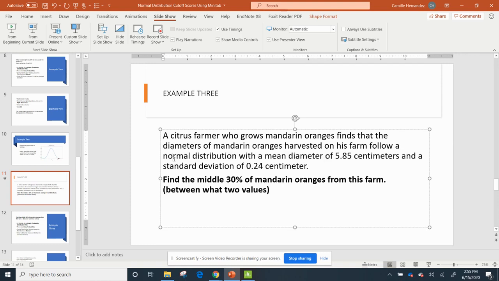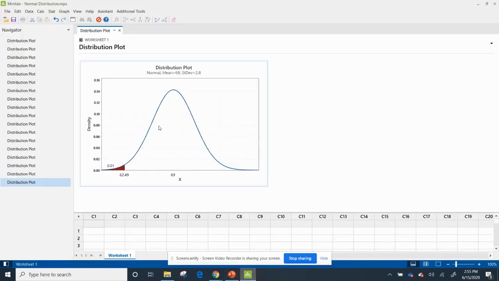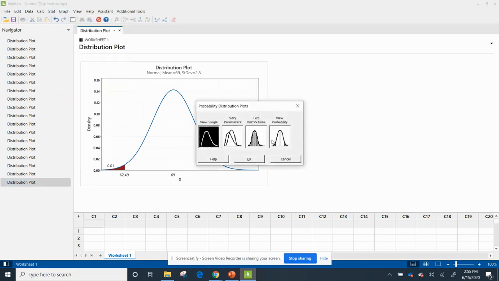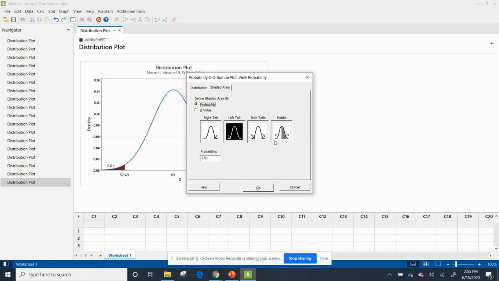We have to do something a little different for this one. Find the middle 30%. I'm going to go ahead and put my stuff in. Change my mean. My mean is, again, 5.85, and my standard deviation is 0.24. Middle 30%. If I go here and look, I have this middle option. So I can do it, but what's the issue? Well, the issue is I don't know if it's going to be correct. So let's go look and see.